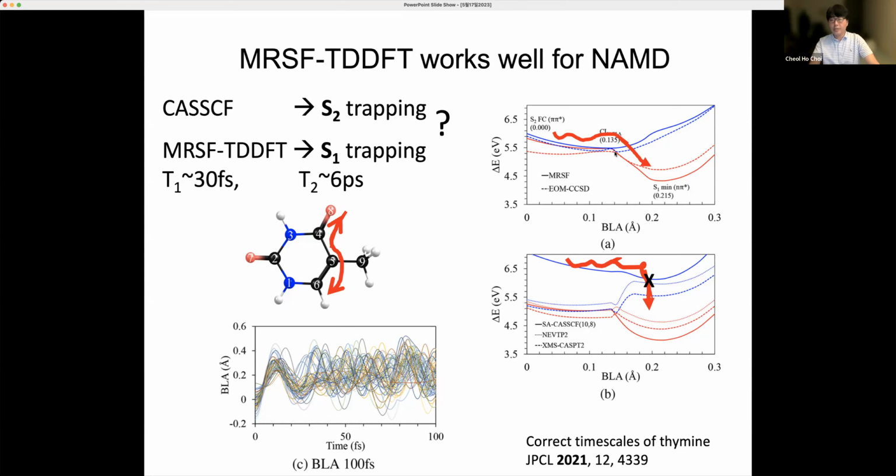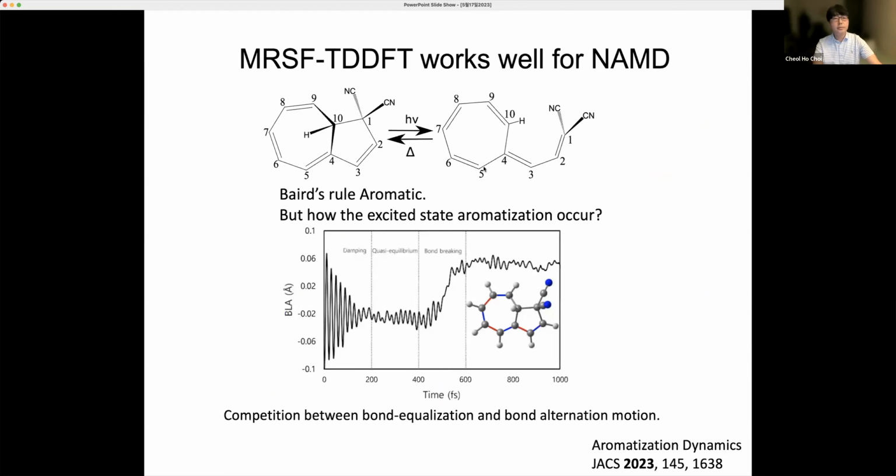So we checked the surfaces, and we do have a conical intersection between S2 and S1 here, so our trajectory simply goes from S2 to S1 quickly. But on the other hand, CASSCF, which is the solid line here, again overestimates the bright state too much, so it misses the conical intersection. So there's no chance of going to the S1 state. That's why CASSCF is reporting the S2 trapping.